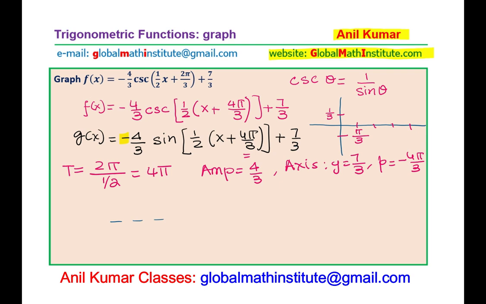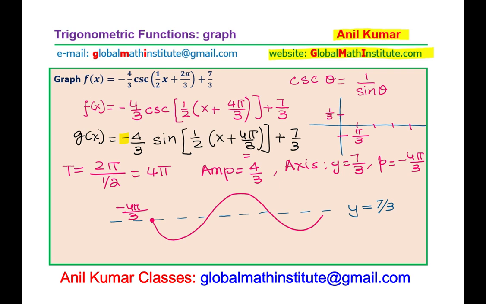So we'll have an axis which is y equals 7 by 3. It has been translated so many units down, right? And the period for the sine graph will be 4 pi. However, it has to start from minus 4 pi by 3, right? So this point from where it starts is minus 4 pi by 3. You get the whole idea, right? Minus 4 pi by 3.